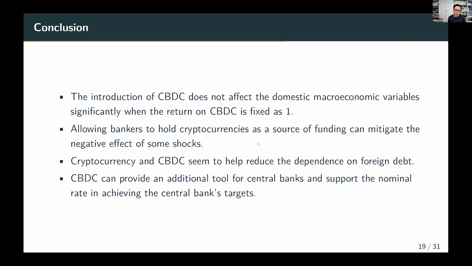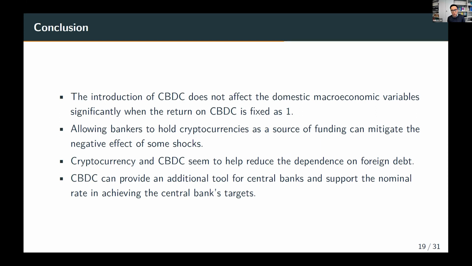So for the conclusion, and I hope I'm on time: the introduction of CBDC did not affect domestic macroeconomic variables that much, especially when we take away the saving ability of CBDC. But allowing bankers to hold crypto can at the same time mitigate the negative effect of the same shock. We also see that there is a significant difference in response when we allow for cryptocurrency.